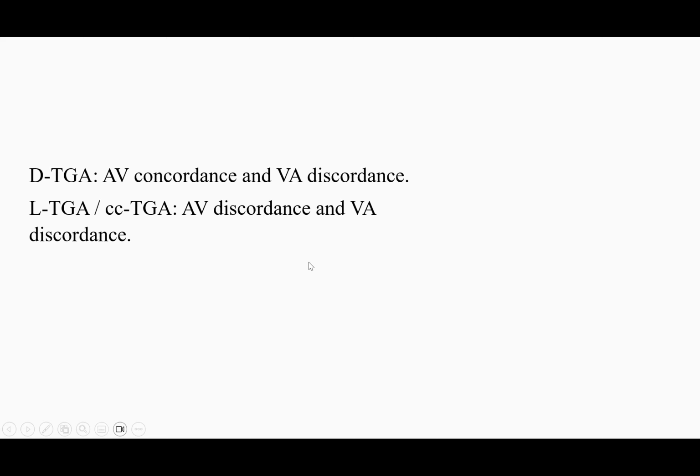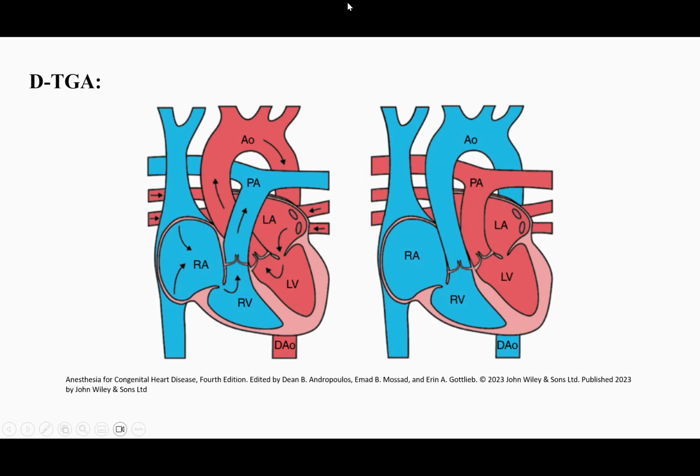So the blood eventually reaches the right destination, from the right atrium to the pulmonary artery, and from the left atrium to the aorta, through the wrong ventricles. So sometimes the LTGA or the CCTGA is called the ventricular transposition. So the ventricles are transposed.